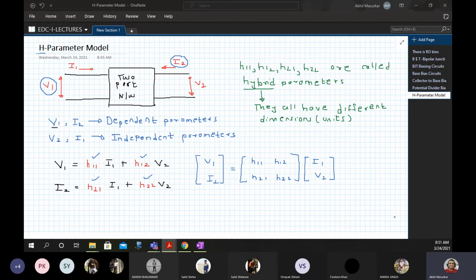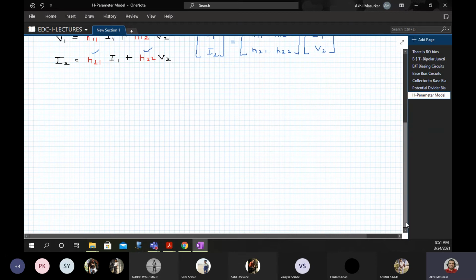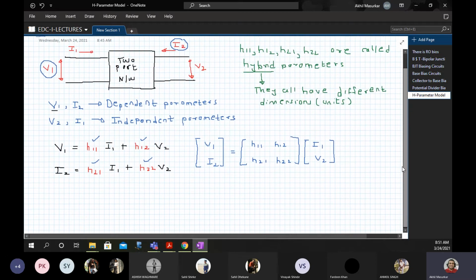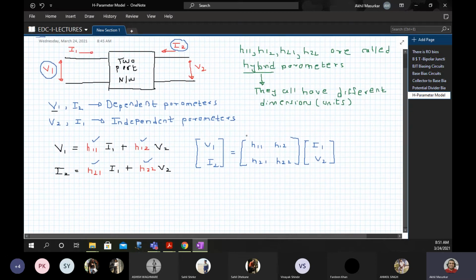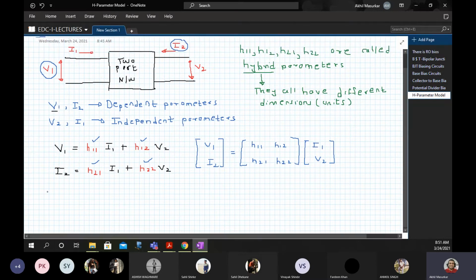And we want to calculate voltage gain, current gain, input impedance and output impedance. That is why we are looking at this parameter. We are not looking at any other model of the two-port network. So something like this. Now we will write case 1. Based on the above equations, we can write case 1.